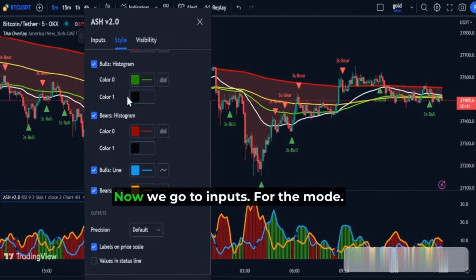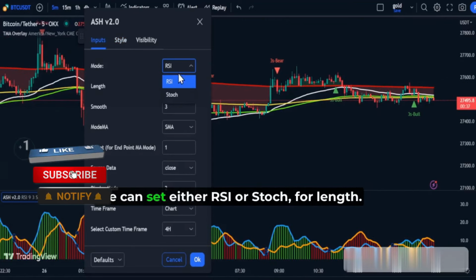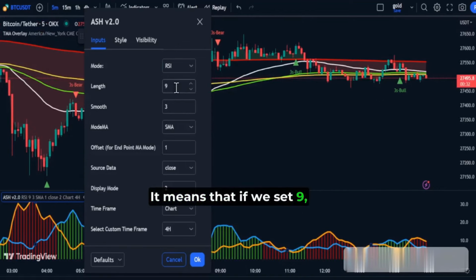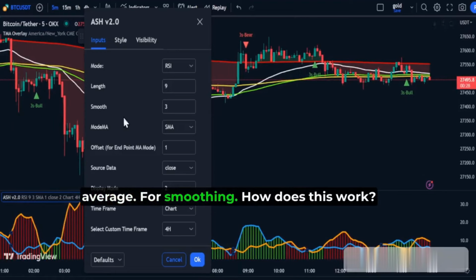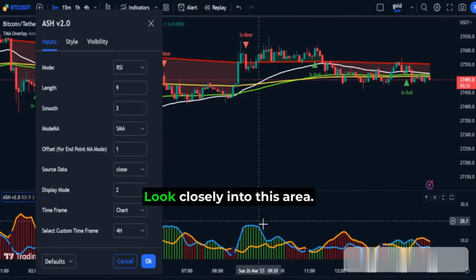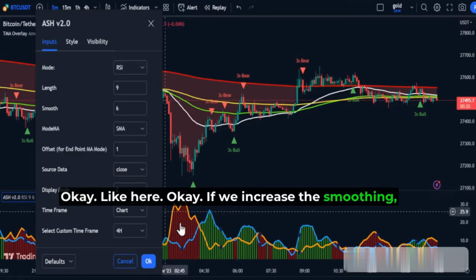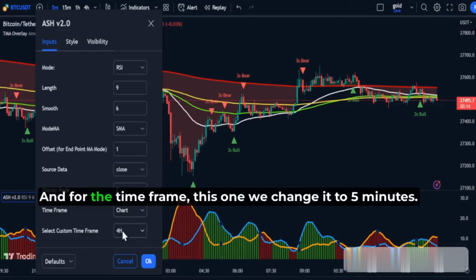Now we go to inputs. For the mode, we can set either RSI or stop. For the length, it means that if we set 9, it will take 9 days before to calculate the moving average. For smoothing, how does this work? Look closely into this area. If we increase the smoothing, the line will be smoother and it reduces the lag of the indicator. And for the time frame, we change it to 5 minutes.